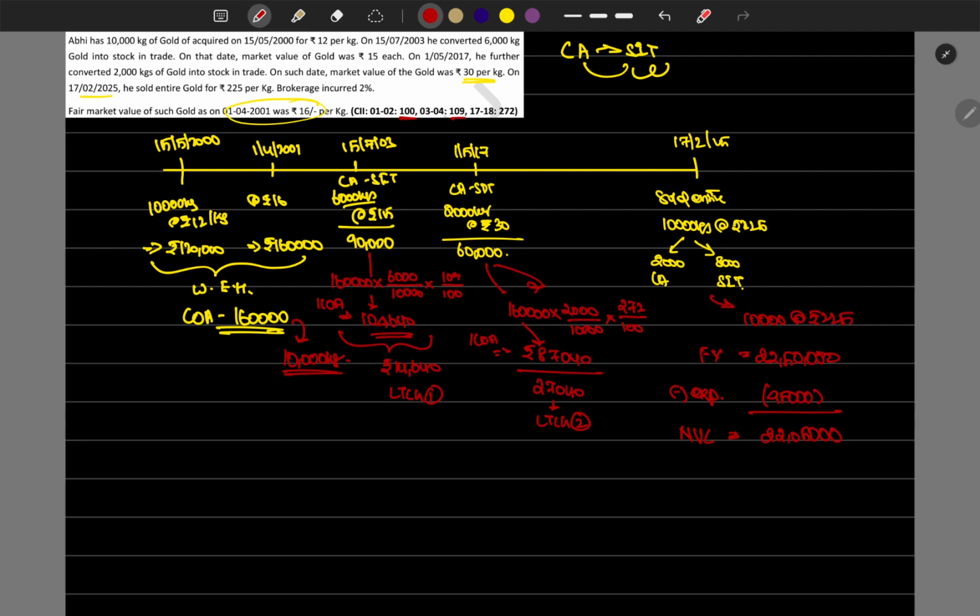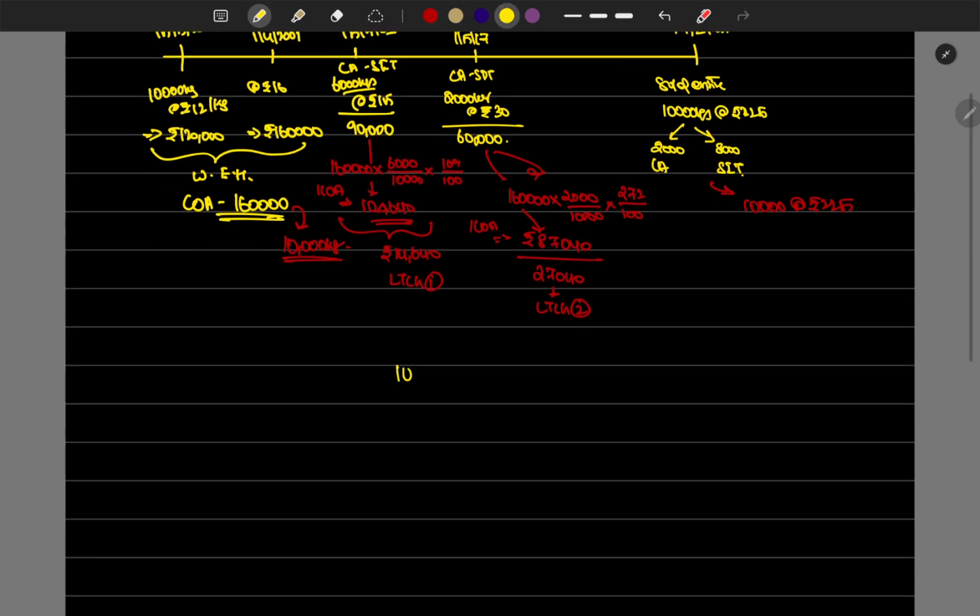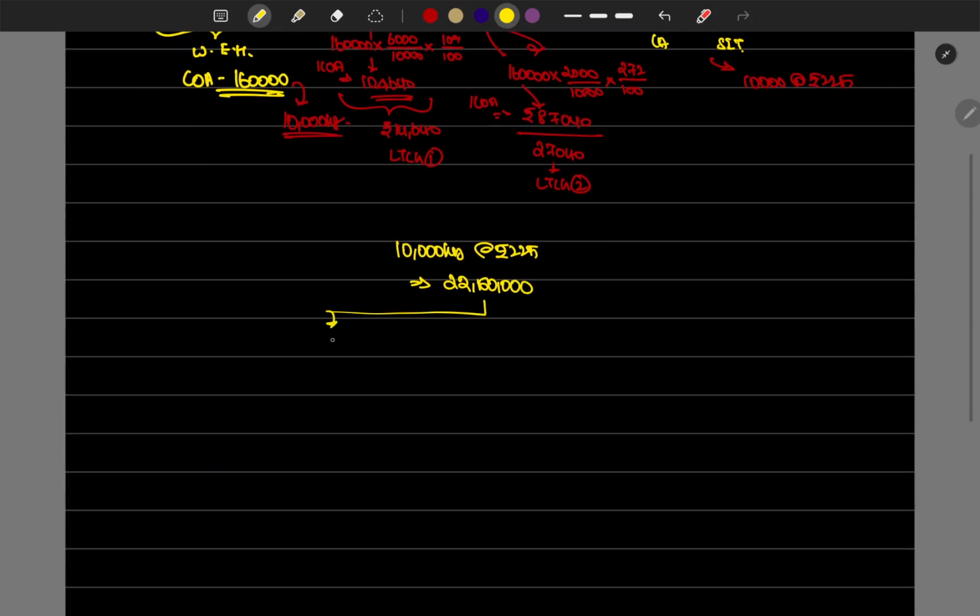Then what is the LTCG? What's the cost of acquisition? Guys, before that, this has to be split as business income. Okay, let's prepare it here. 10,000 kgs of gold has been entirely sold at rupees 225 per kg, so 22,50,000 is the consideration, but 2,000 kgs is sold as a capital asset and 8,000 kgs as business stock in trade.